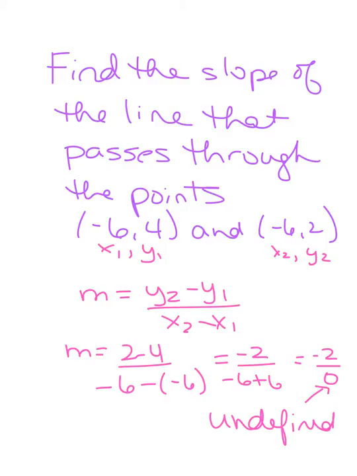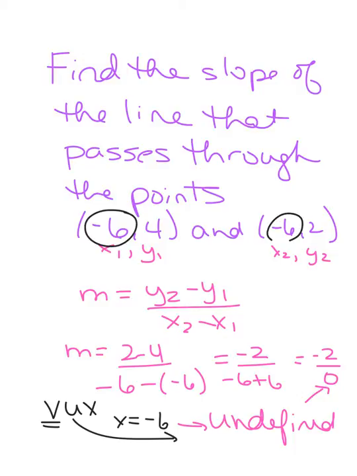Now remember, if something has an undefined slope, we've talked about this in a previous lesson, then it's considered a VUX. It's a vertical line with an undefined slope, and my equation is x is equal to a number. Now in this case, if you notice, both my x values are equal to negative 6. So the equation of this line that passes through those given points has an undefined slope, and it also has an equation of x is equal to negative 6.